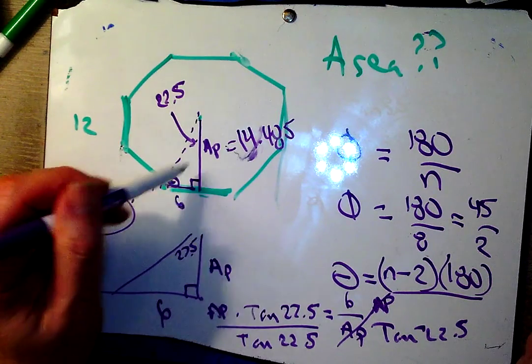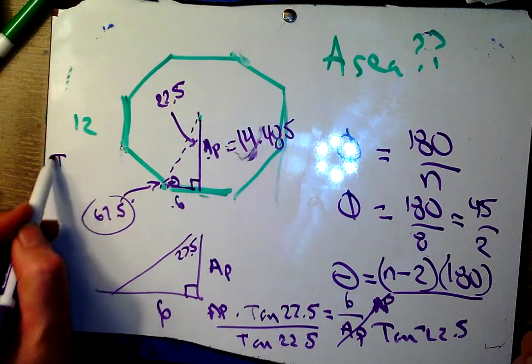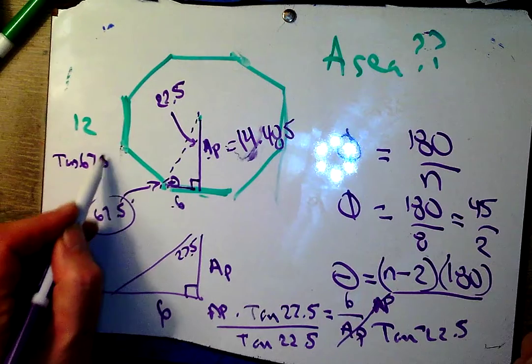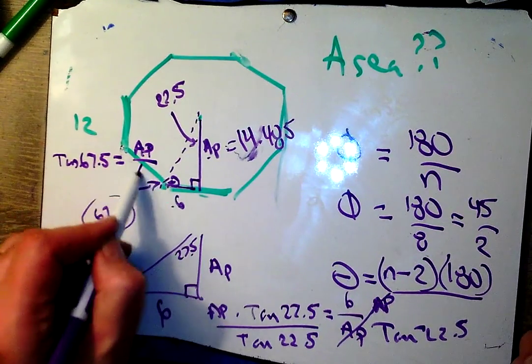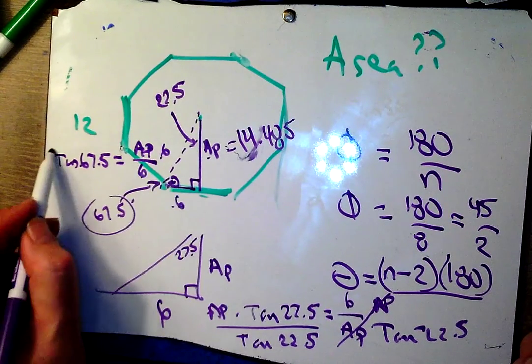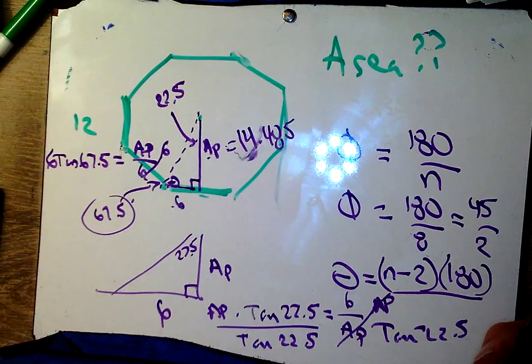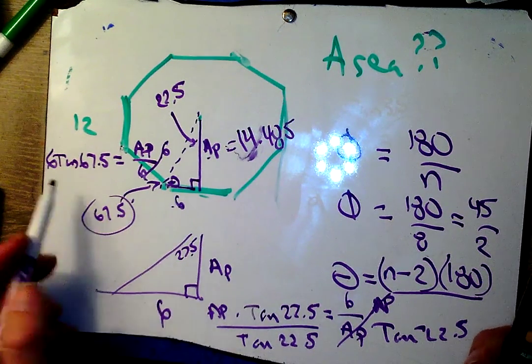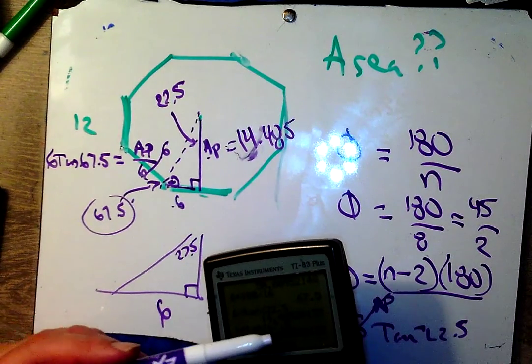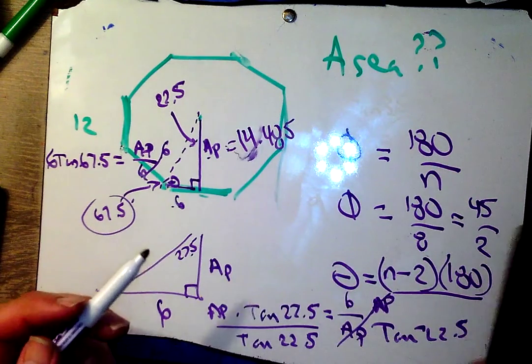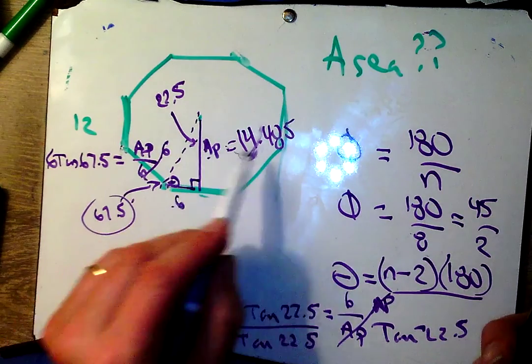Okay, let's use this other one too, this 67.5 degree angle, opposite over adjacent. That would be tan 67.5 equals apothem over 6. And here, I do think the algebra is easier. I just have to multiply by that half side length. 6 times tan 67.5. Yep, same number, 14.48528137. Okay, so that's the apothem.